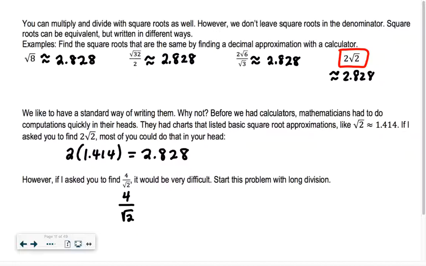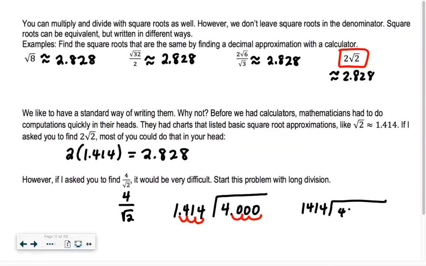look at the long division that would entail. 4 divided by 1.414, that was our root 2. Do you guys remember doing long division when you were in elementary school? You'd line them up. You'd move the decimal place over, right? So you'd say, oh, I have 1414 going into 4,000. You'd say, how many times does it go in? It'd go 2 times, so you'd have 2828, and then you would subtract. Do you guys remember doing this?